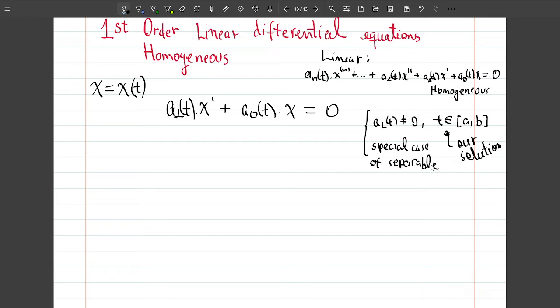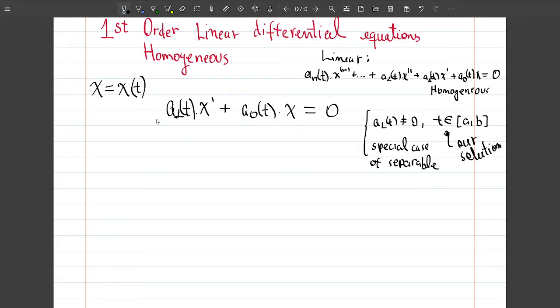By separable, I mean that we can put the two variables, the dependent variable x and the independent variable t, on opposite sides of the equal sign. I will show you in a second, and I'm going to make a video about the general case of separable equations as well. But the first order homogeneous equation is a special case of a separable equation.